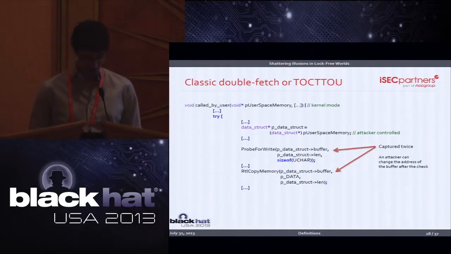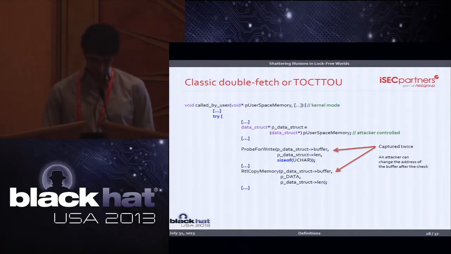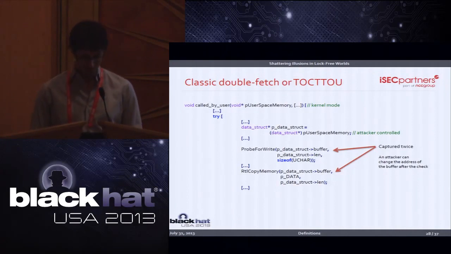So this is a very raw example. This could be the code in an ioctl handler, for instance. The pUserSpaceMemory pointer points to attacker-controlled memory in user space. ProbeForWrite validates the memory to make sure it is in user space. And the same pointer is then used to copy data from kernel space, for instance. In this case, the attacker can modify the memory containing the address of the buffer and its length. And this can be done after the ProbeForWrite check, which can then lead to writing into kernel memory.